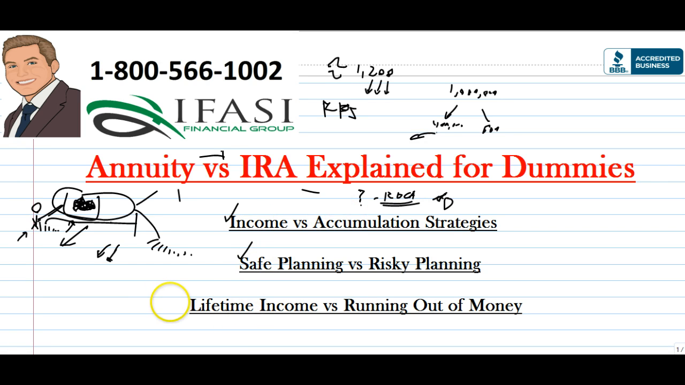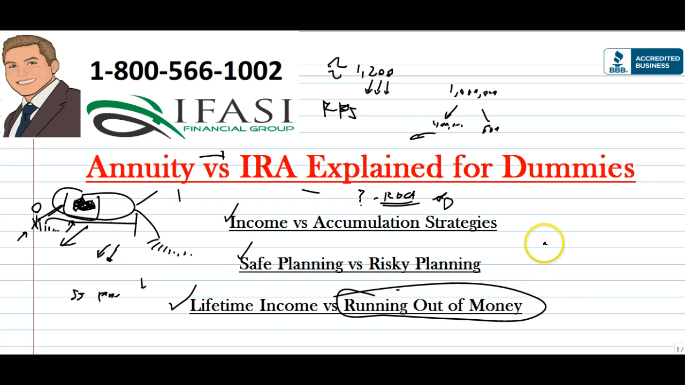Lifetime income versus running out of money is pretty self-explanatory. Would you rather have a retirement paycheck that you will be earning every single year from the time that you say, yes, I want to retire? So maybe you might have Social Security income, maybe pension income coming to you, and then that third income could be annuity-type income through your IRA contracts that were already designated for retirement income. Or do you want to leverage the IRA with some sort of risky accumulation strategies that would be subject to that reverse dollar cost averaging?